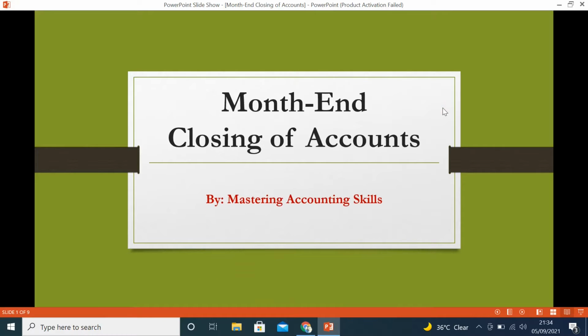Today our topic is month-end closing of accounts. A month-end closing is an accounting procedure that ensures all financial transactions have been accounted for in the previous month. To ensure that they are giving accurate data, accountants will have to review, record and reconcile all accounting information.